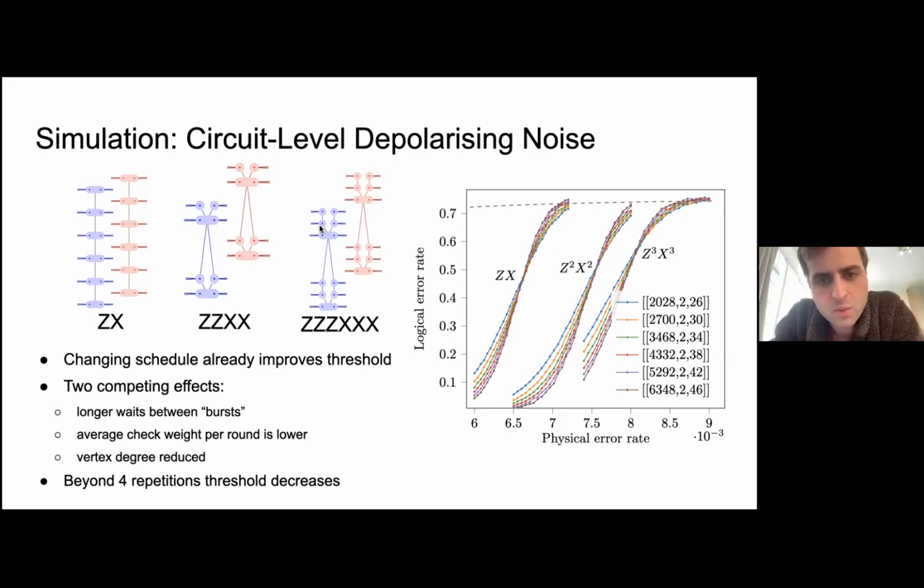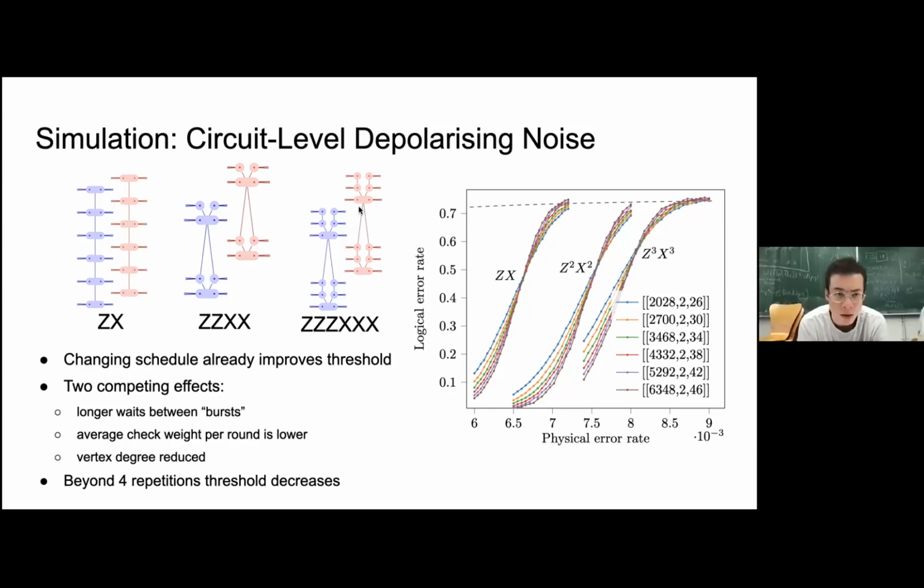The only reason that you wouldn't keep increasing more and more is because you've got longer waits between. Let's say you're repeating the Z checks, and your X checks have to wait longer. And furthermore, the first time you measure the next batch of X checks, you can't fix the gauge operators. So for depolarizing noise, there's this trade-off. You only want to use a small number of repetitions to boost the threshold.